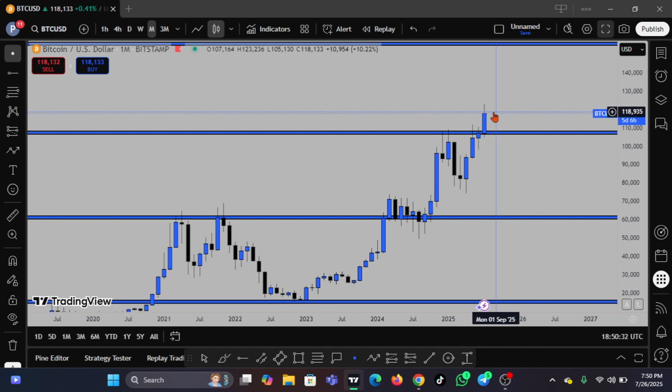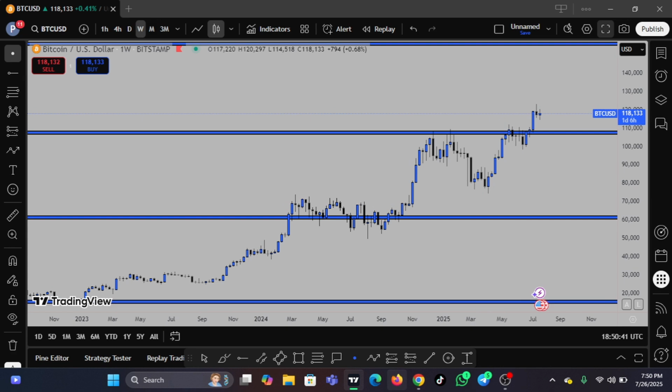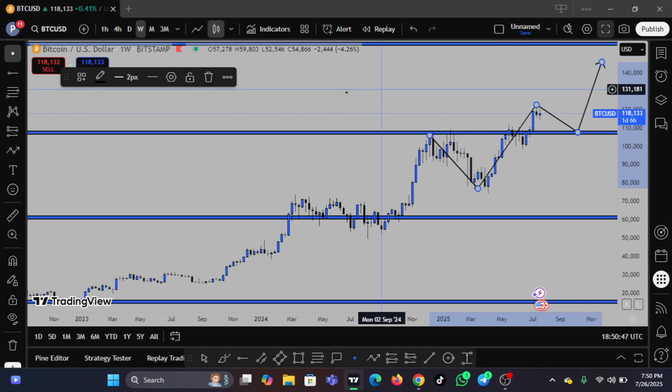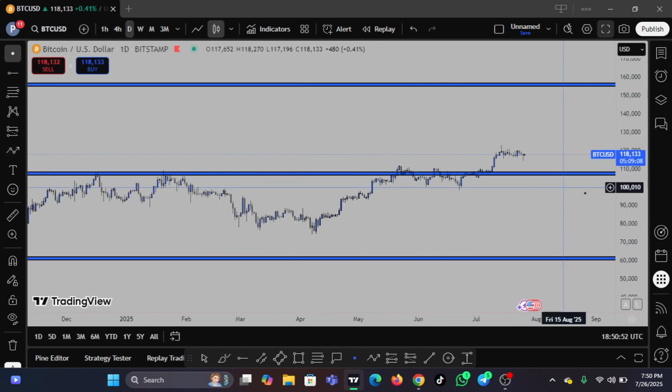Should we be buying at this point? Definitely no. We want price to retrace before we start taking our buys. So this is a strong push to the upside. We can see a retracement, a strong push to the upside. We want to see some kind of retracement before we push higher again. So on BTC, I'm expecting a retracement to come in.